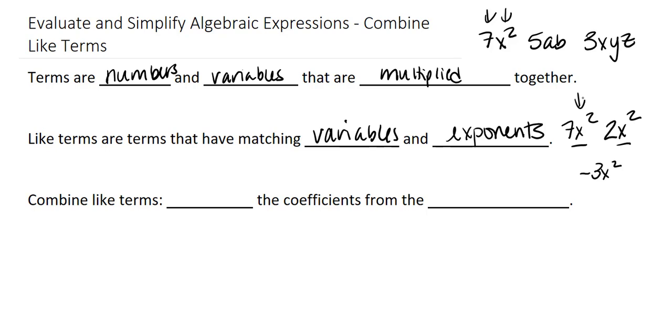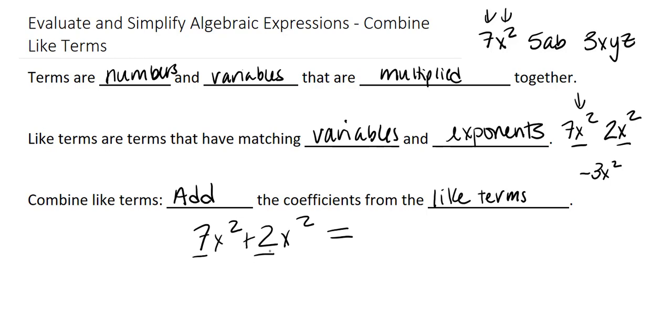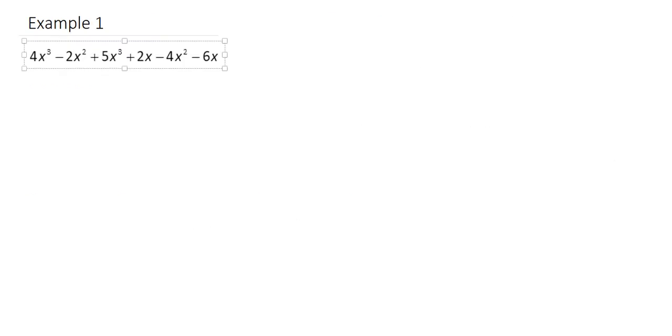So to combine like terms, we add the coefficients from the like terms. So if we had, say, 7x squared plus 2x squared, well, this would be equal to 7 plus 2 is 9, and then we keep the variable raised to the same power as is. So let's look at some examples.